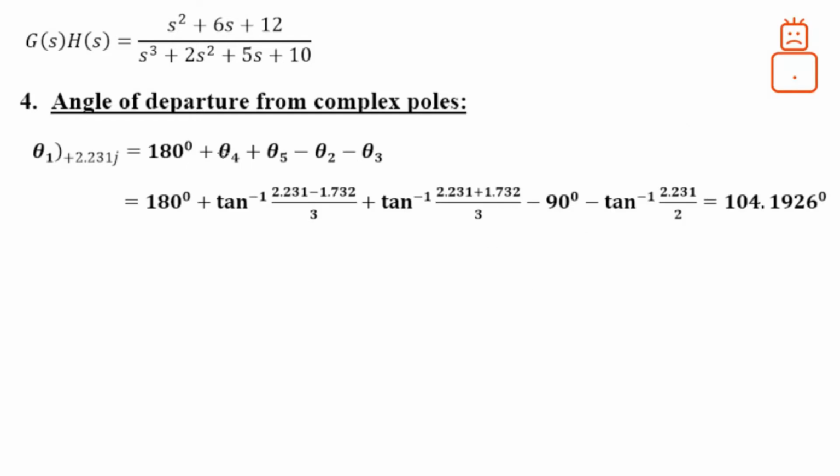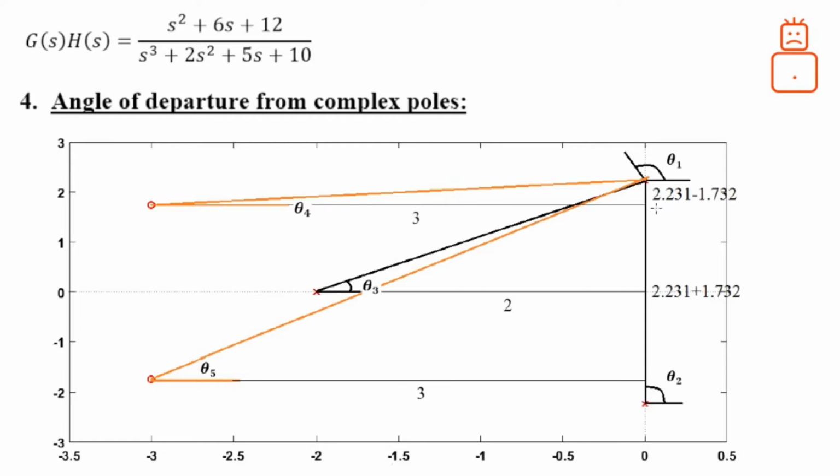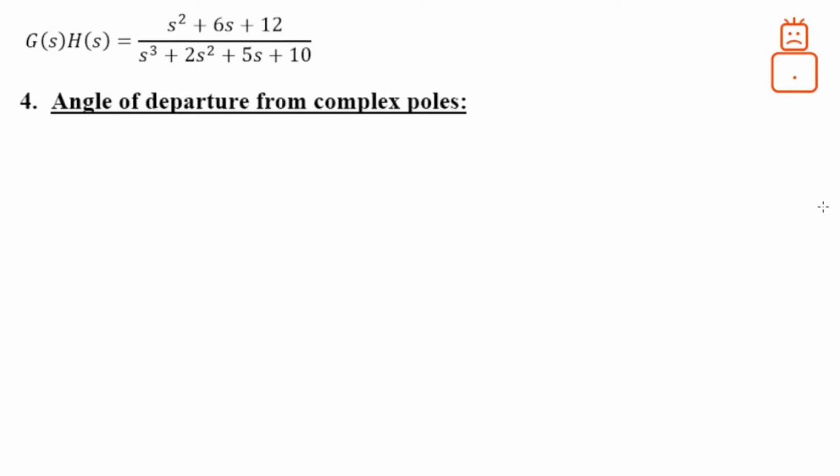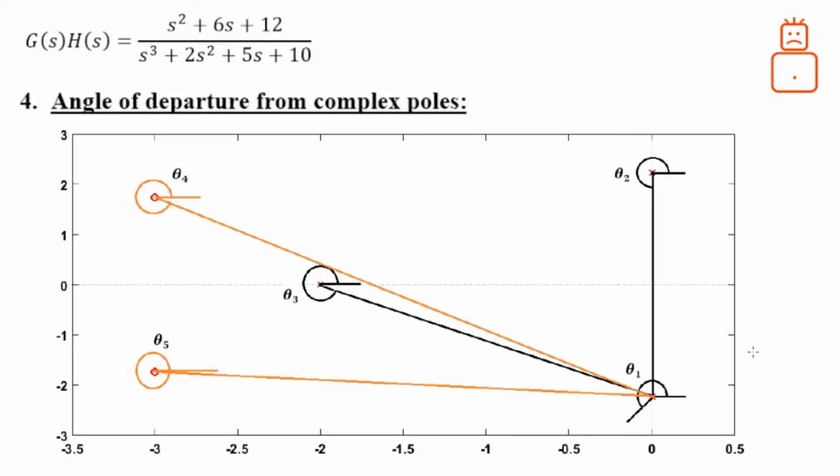We have θ4. This is the formula of θ4 using the data here. Okay, all the way to θ3. If you apply the formula here, you're going to find that the angle of departure from the pole θ1 is 104 and something degrees.